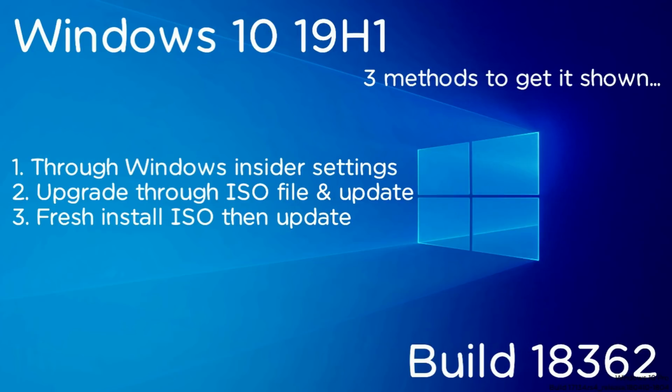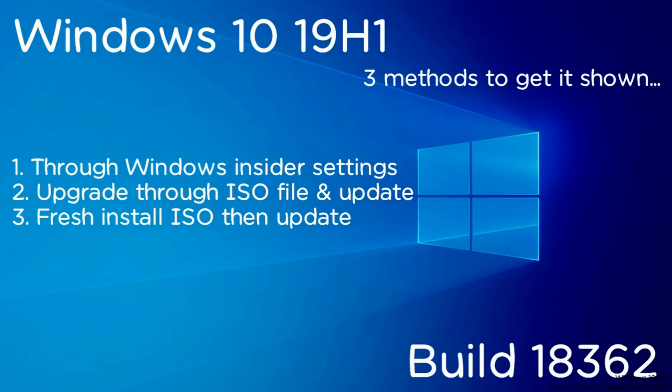The second method is you could download an ISO of Windows Insider from Microsoft's website. Now it will be an outdated 19H1. The one I got a couple weeks ago was build 18343, which is outdated because that obviously means after you upgrade to that, you'll have to update it again. So I wouldn't recommend the ISO method unless you are going to fresh install the ISO, which is the third method, and then updating it.